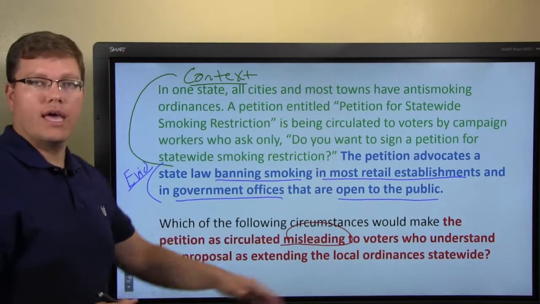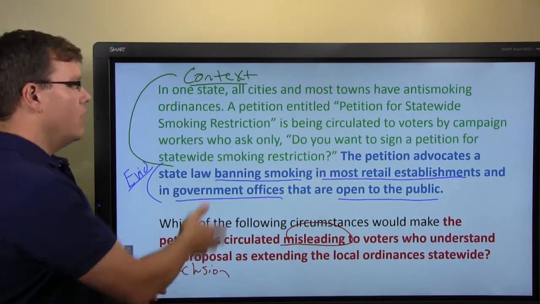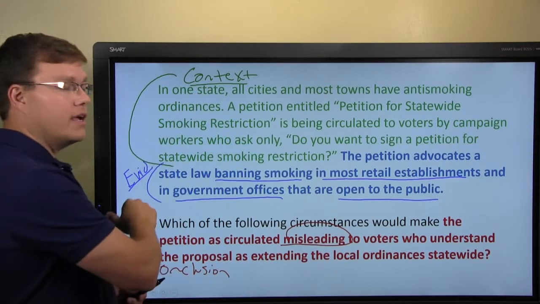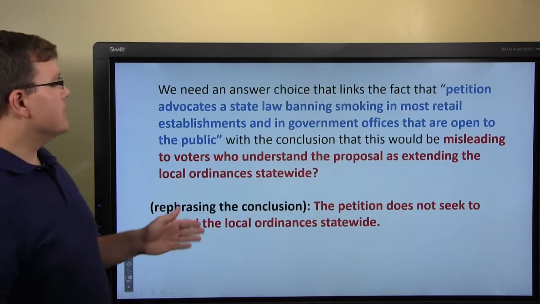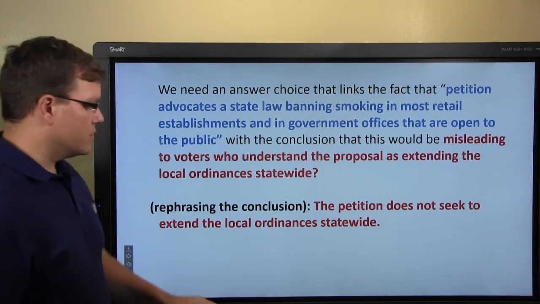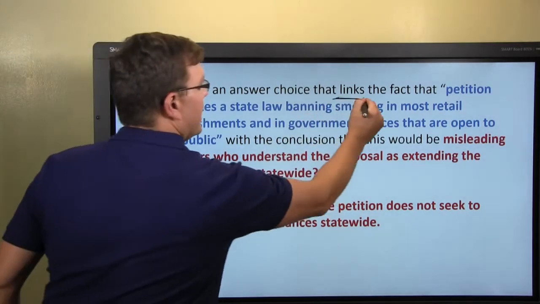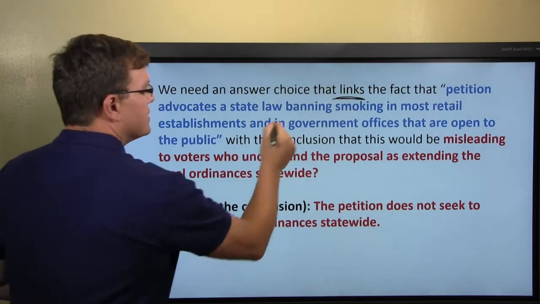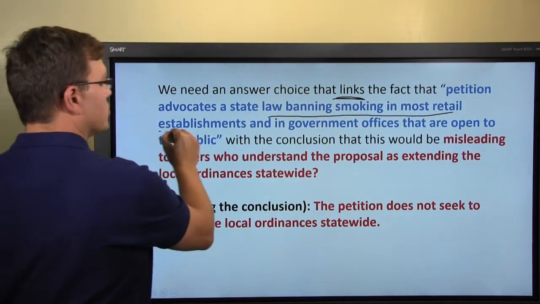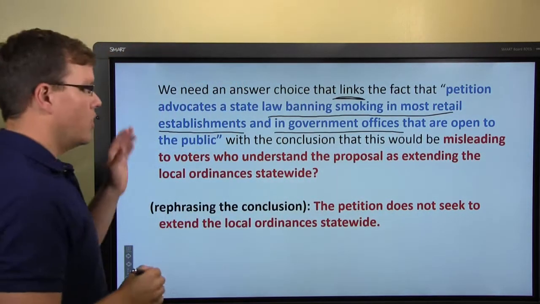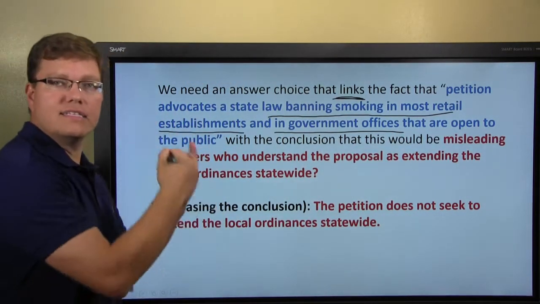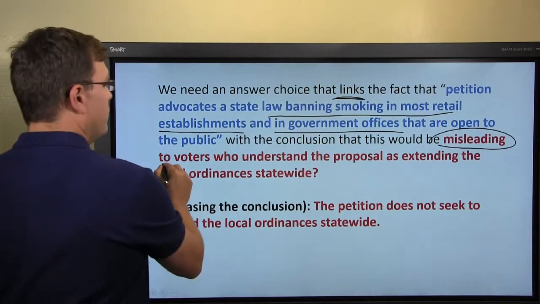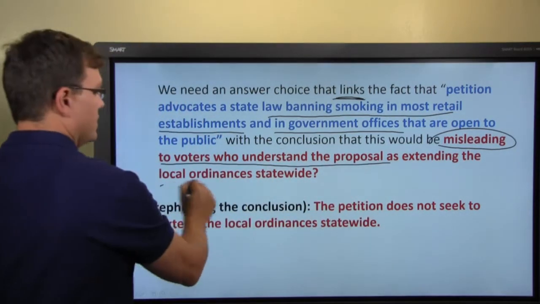Misleading to voters, okay? So let's put this all together now, the evidence and the conclusion, and not really worry too much about this background, about this context up here. So when we put it together, we need an answer that will link. We're trying to link the fact or the evidence that the petition advocates that the law is going to ban smoking in most retail establishments and in government offices open to the public. We want to link this together with the conclusion that this would be misleading to voters who understand the proposal as extending the local ordinances.